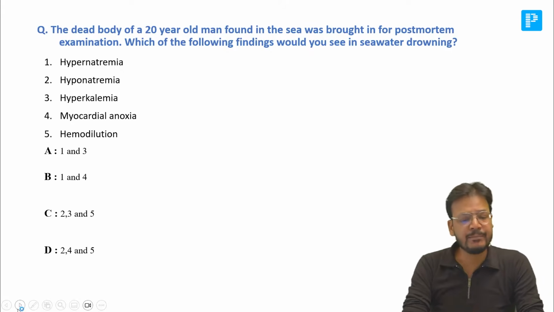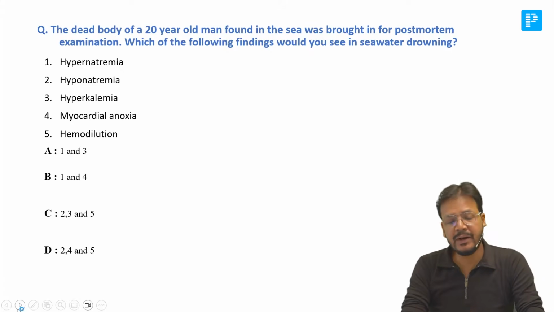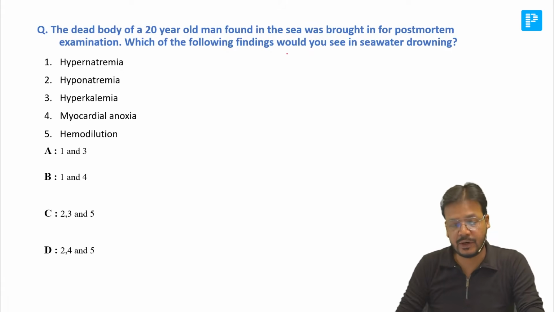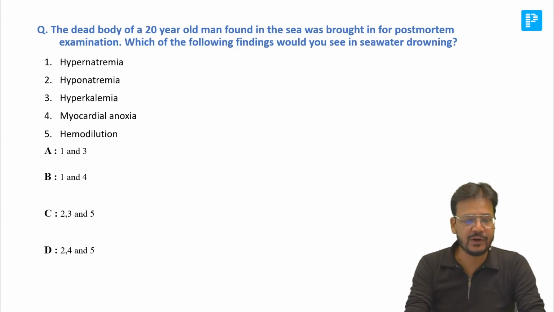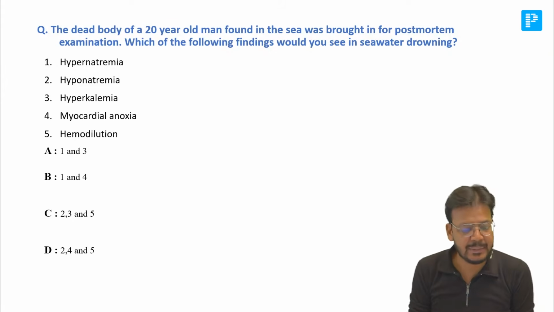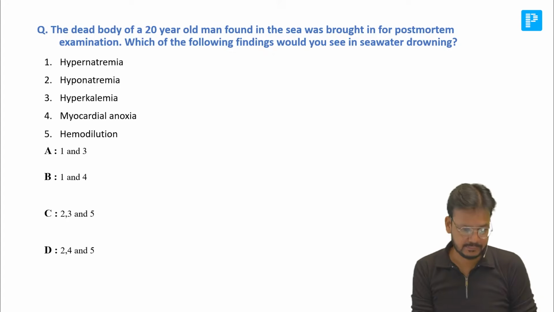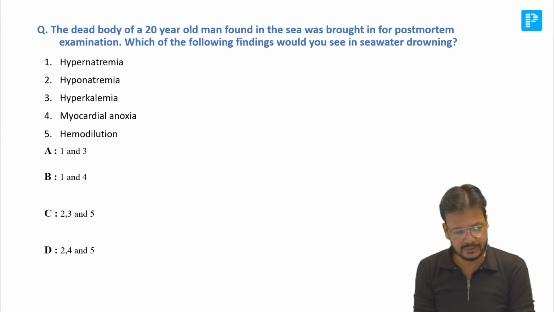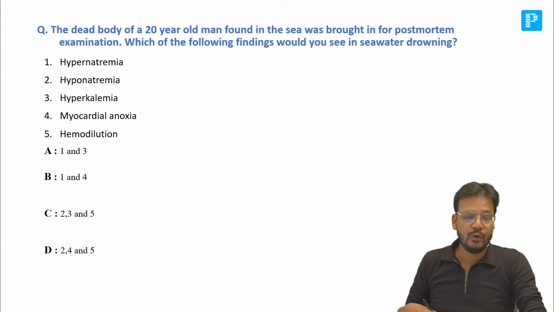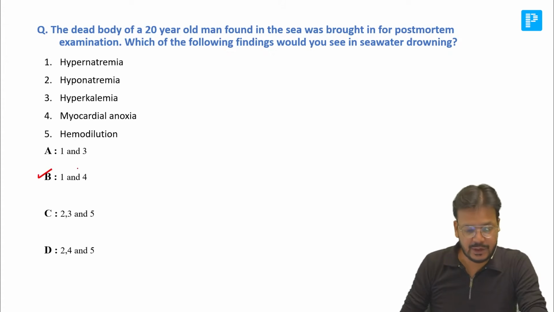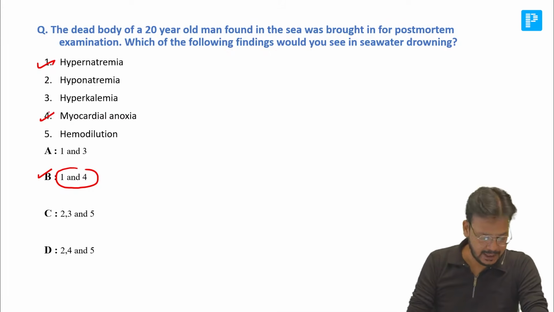Now, this is a very important question. A dead body of a 20-year-old man was found in the sea. Here it is sea water, okay? It was brought for the postmortem examination. Which of the following findings would you see in sea water drowning? Option A, 1 and 3? Option B, 1 and 4? Yes, it is 1 and 4. Without any doubt, it is hypernatremia and myocardial anoxia.